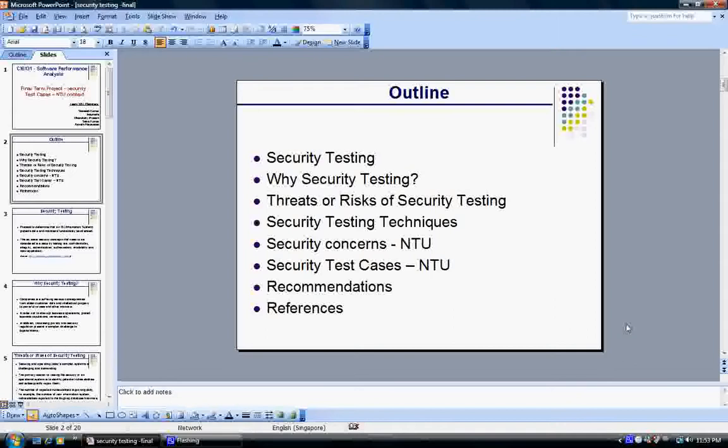And also we shall look at some of the security test cases for the above concerns that we discussed earlier, and then we provide some recommendations for the security concerns or threats or risks that could be possible to NTU. We finally conclude this presentation by providing the references of the resources from which we extracted this useful information.